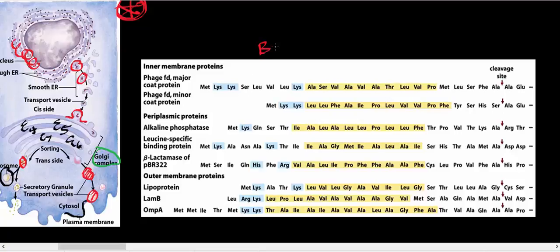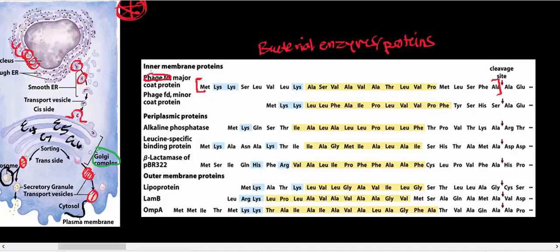So I want to specify that these are bacterial enzymes and proteins. Bacterial enzymes and proteins. But sort of the same kind of rules apply. Okay, so for example, this sequence right here, you have a protein called phage FD.